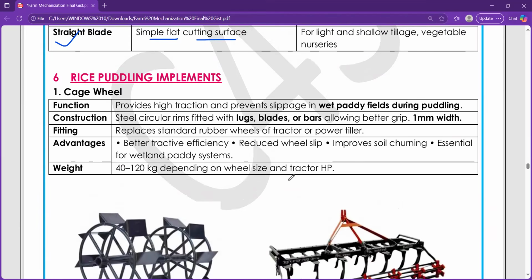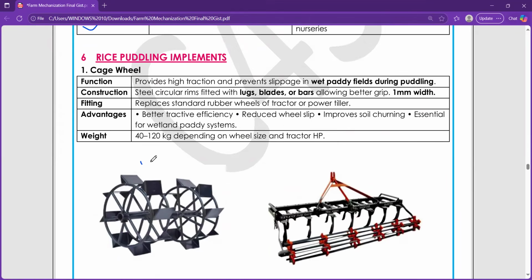Now let's see the rice puddling implements. Okay, the first is the cage wheel. The first image is the cage wheel and the second is the puddler. The first, you can see the cage wheel, is most commonly used.